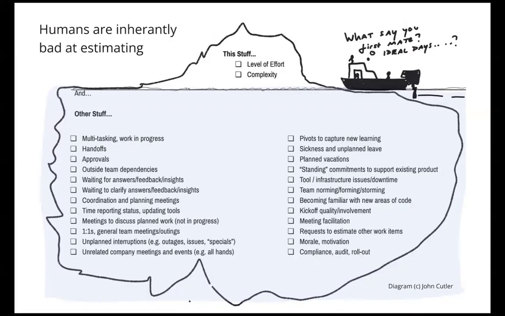This is John Cutler's diagram, and I just love it because we tend to put an estimate on and say, well, we think the level of effort is this, and we think the complexity is that, but what we don't take into account is how many other things we were doing at the same time. How many interruptions did we have? How many dependencies did we have? How many other things came along that interrupted us? And so the estimate is only talking about the work, but it's not just the work that affects how long it's going to take to get done. There's all these other things.